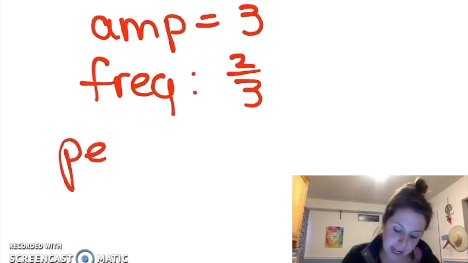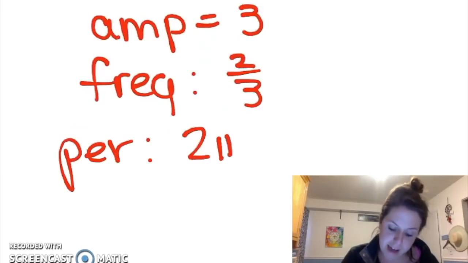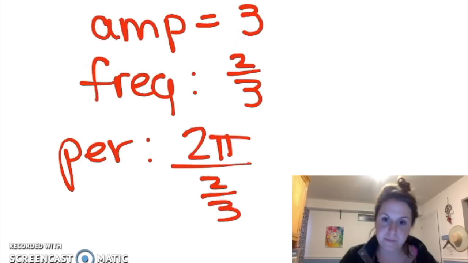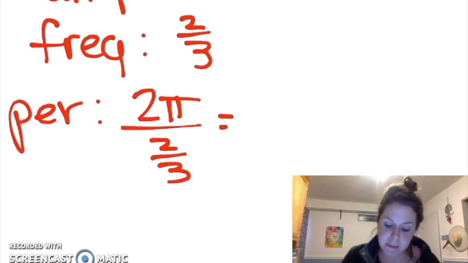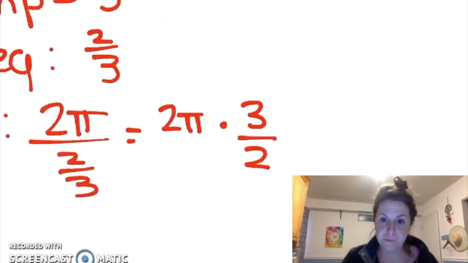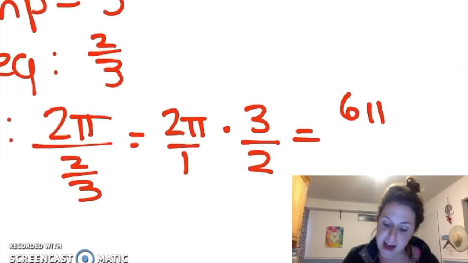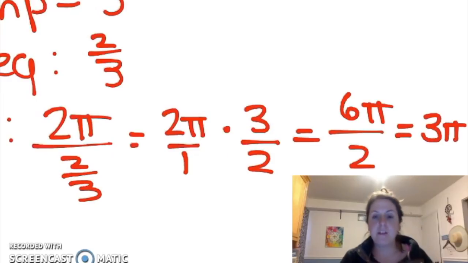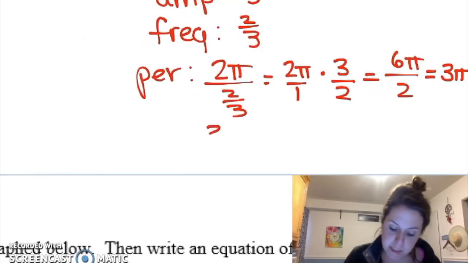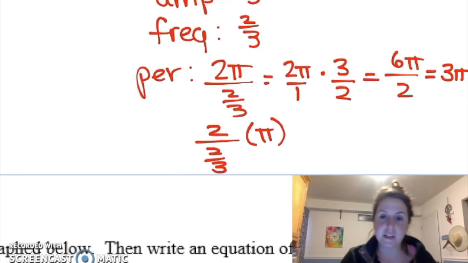And so the period would be 2 pi over 2/3. And what you need to be able to do there is say, okay, that's 2 pi times 3 over 2, which, remember, that's just over 1, 6 pi over 2, which is 3 pi. Now if you wanted to do that on your calculator, what you would do is 2 over 2/3, and then just multiply that answer by pi.